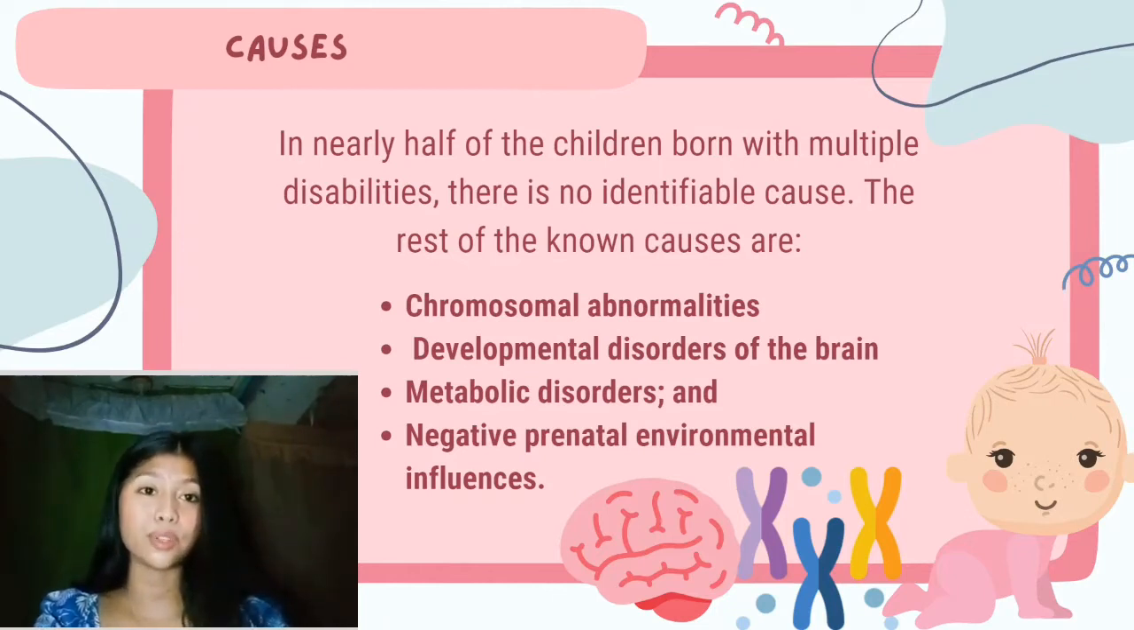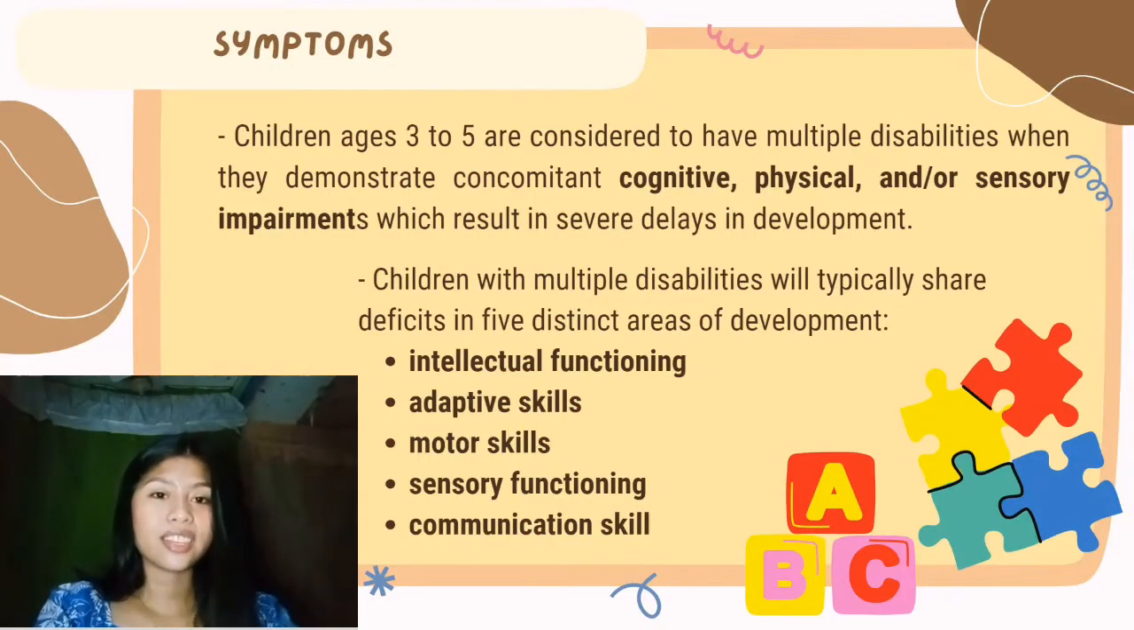But among the known causes, there are chromosomal abnormalities, developmental disorders of the brain, metabolic disorders, and negative prenatal environmental influences. Children ages 3 to 5 are considered to have multiple disabilities when they demonstrate concomitant cognitive, physical, or sensory impairments which result in severe delays in development.